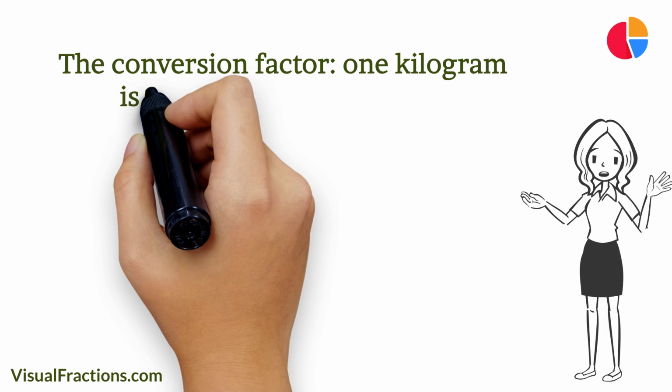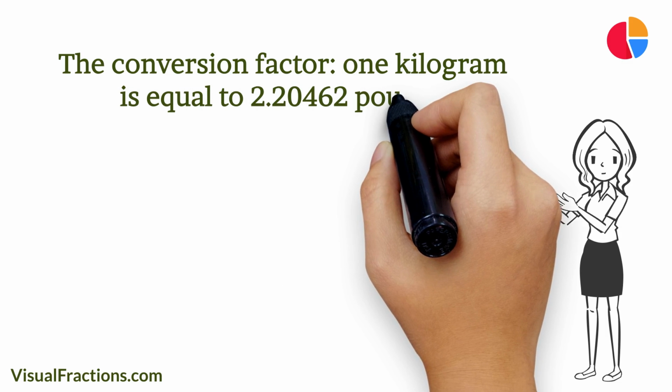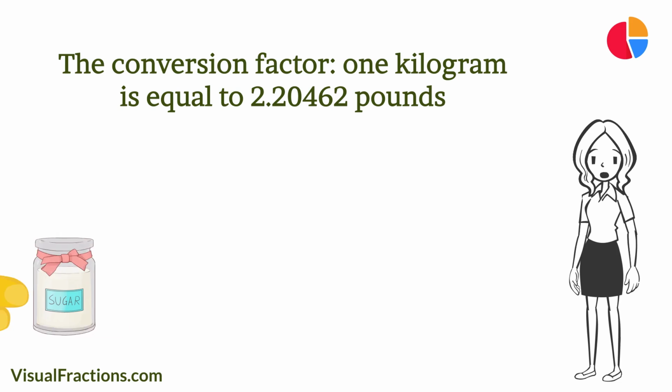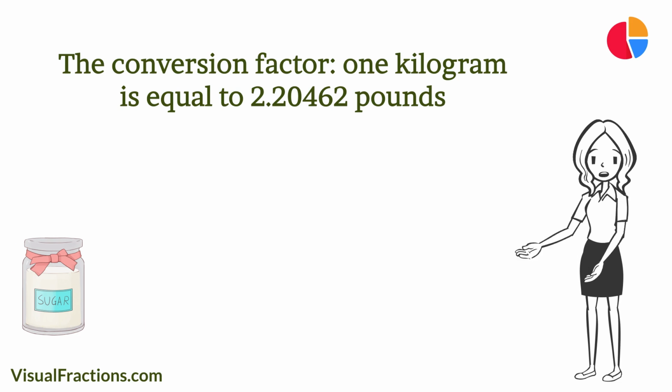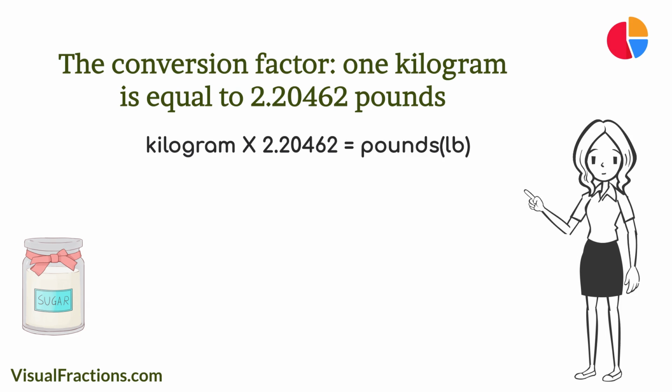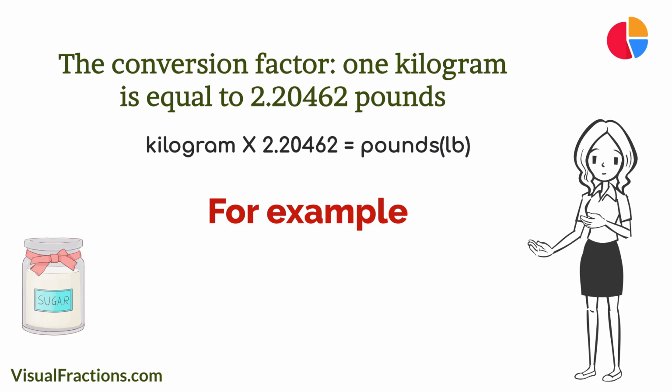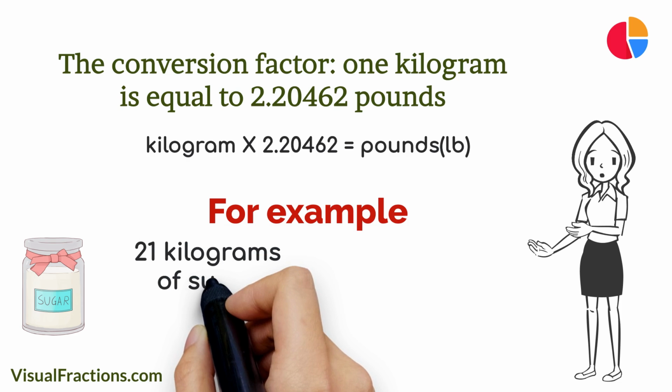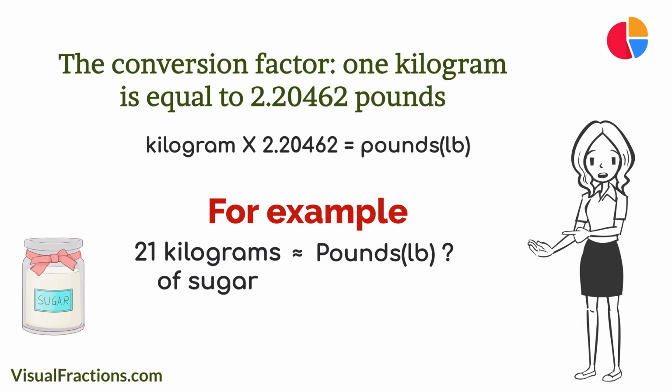First, let's review the conversion factor. 1 kilogram is equal to 2.20462 pounds. To convert kilograms to pounds, all you need to do is multiply the number of kilograms by the conversion factor. Let's walk through an example. Say you have 21 kilograms of sugar that you need to convert to pounds.